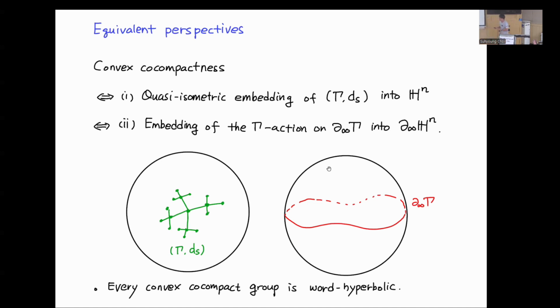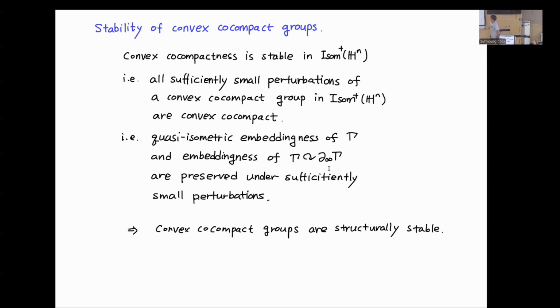This is a second condition. So you can think of the two actions: inside the hyperbolic n-space, and also the gamma action on the infinity. Okay. There are also some important properties of convex co-compact groups. Stability: convex co-compactness is stable in the isometry group of hyperbolic n-space.